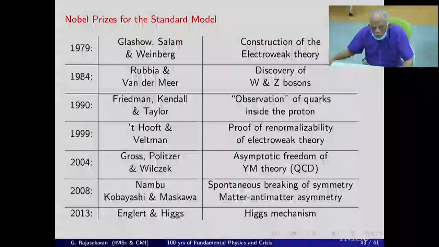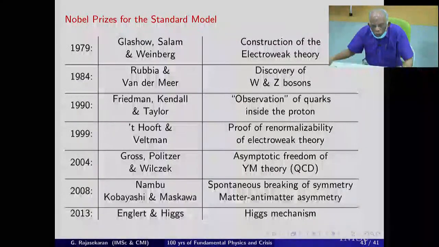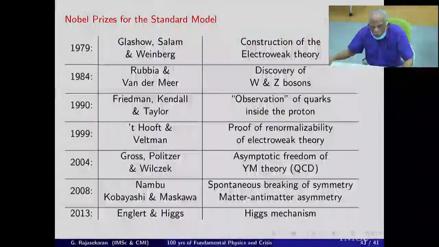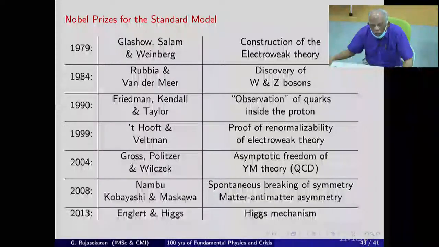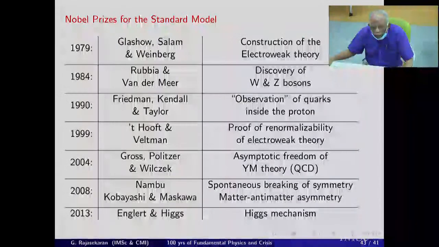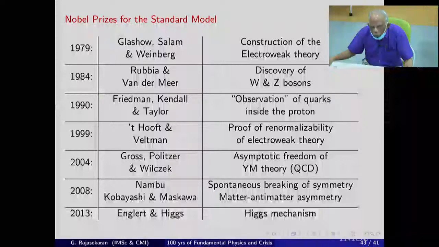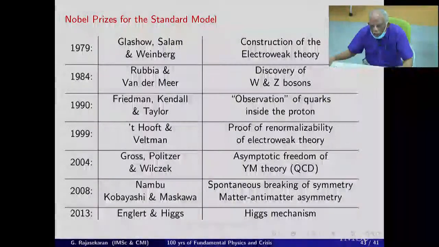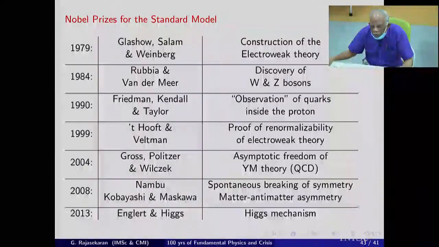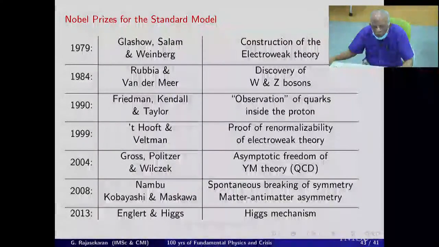Gross, Politzer, and Wilczek. This observation was possible because quarks, although they are strongly interacting, as observed by a deep inelastic probe, they behave like free particles. That is called asymptotic freedom. And Gross, Politzer, and Wilczek showed that a Yang-Mills theory alone has the property of asymptotic freedom. I will discuss it later. And that is how QCD came out to be the correct theory.